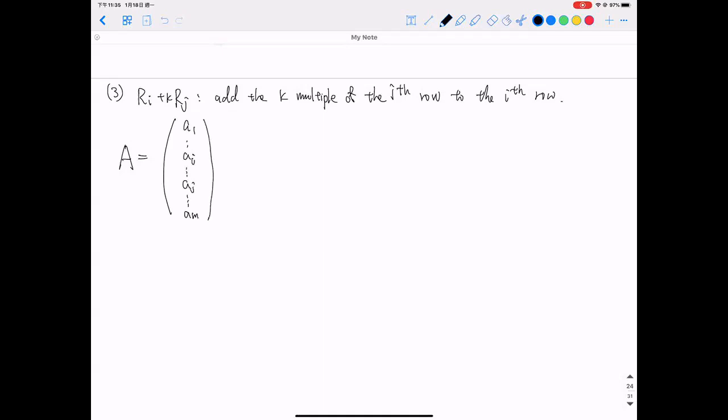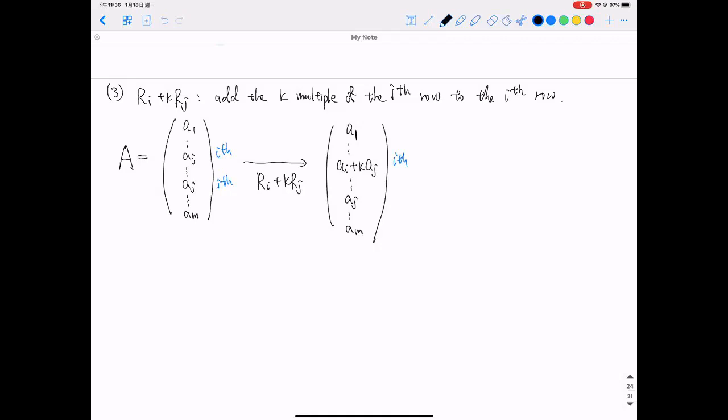To begin with, let's write A again in row form and perform this operation. That will give us a new matrix whose ith row is changed to Ai plus k Aj. Still Aj here, Am. This is the ith row, this is the jth row.